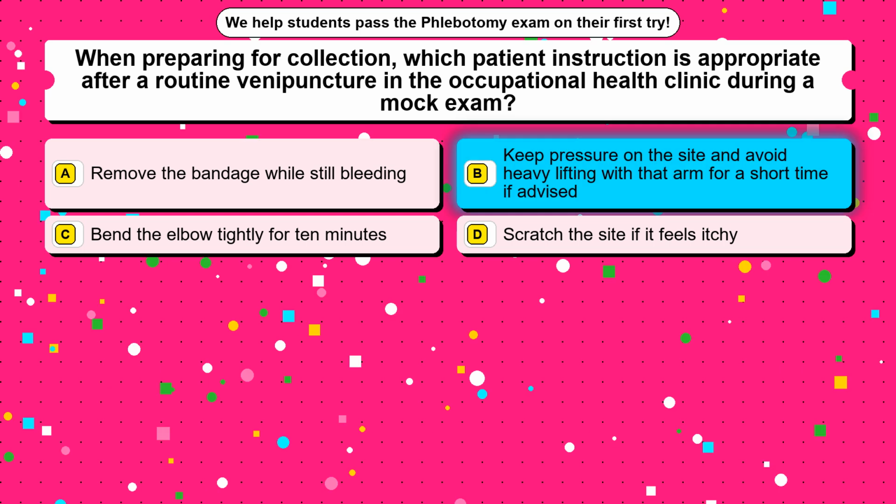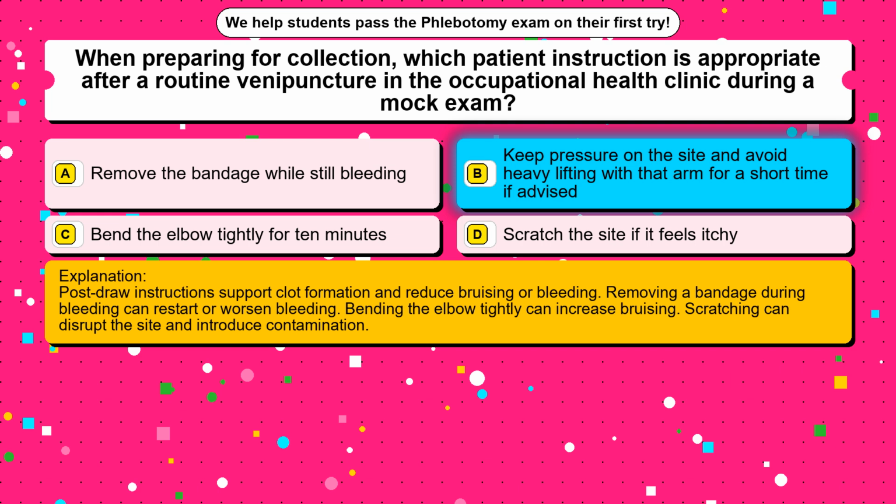The correct answer is option B. Keep pressure on the site and avoid heavy lifting with that arm for a short time if advised. Post-draw instructions support clot formation and reduce bruising or bleeding. Removing a bandage during bleeding can restart or worsen bleeding. Bending the elbow tightly can increase bruising. Scratching can disrupt the site and introduce contamination.